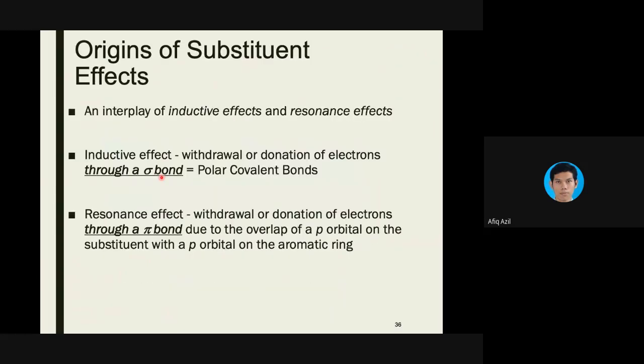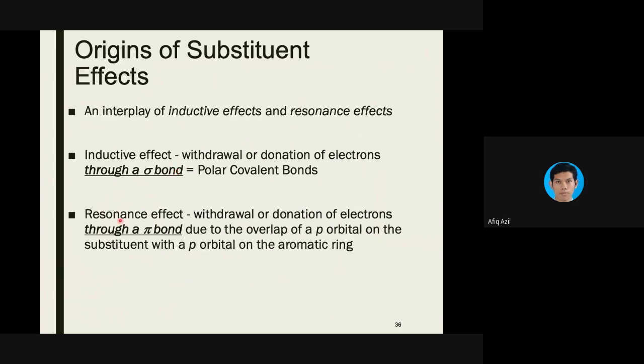Where do these substituent effects come from? I believe you have encountered this in the basic principles of organic chemistry. It is known as inductive effect and also resonance effect. Resonance we have covered last unit. So in inductive effect, the movement of electrons can be withdrawal or donation of electrons through a sigma bond, meaning single bond. Okay, single bond.